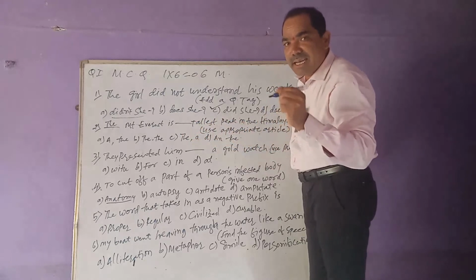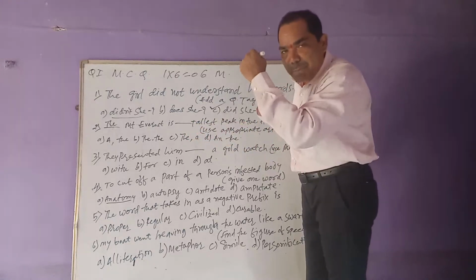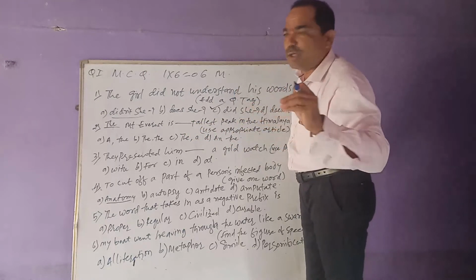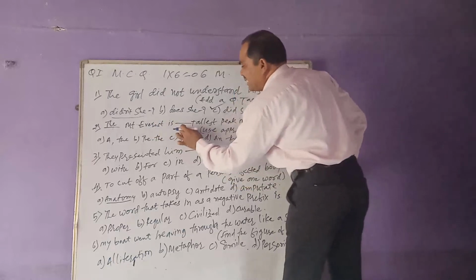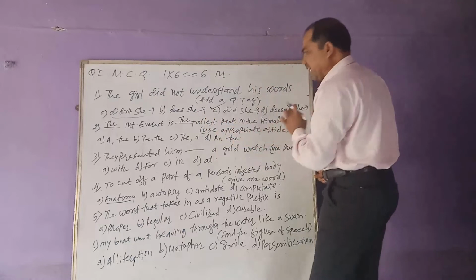The tallest, that is, nobody can compare with that particular thing. That is the degrees of comparison; in that, generally such type of problems are going to occur. The Mount Everest is the tallest peak in the Himalayas.